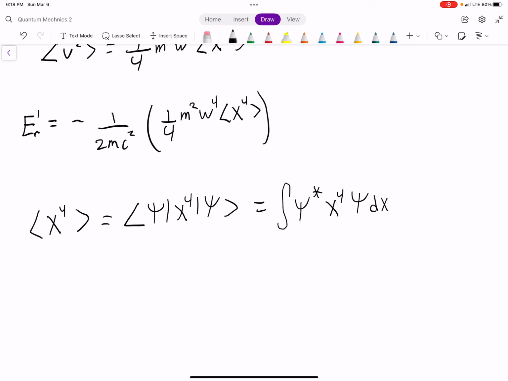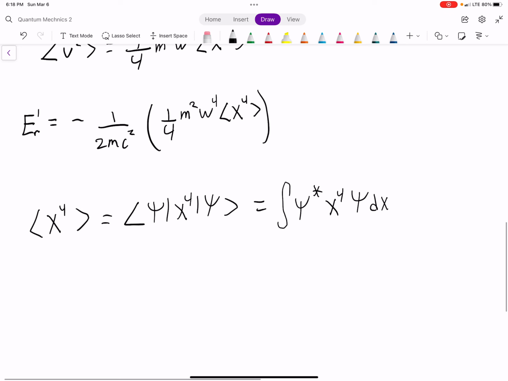All right, so we're going to do the bra-ket notation, and because it's a harmonic oscillator, we're going to use the ladder operators. And this is what the ladder operator is equal to, in case you forgot. It is in the textbook if you need it.